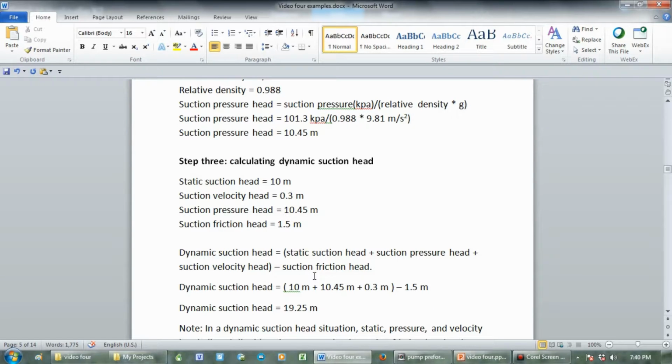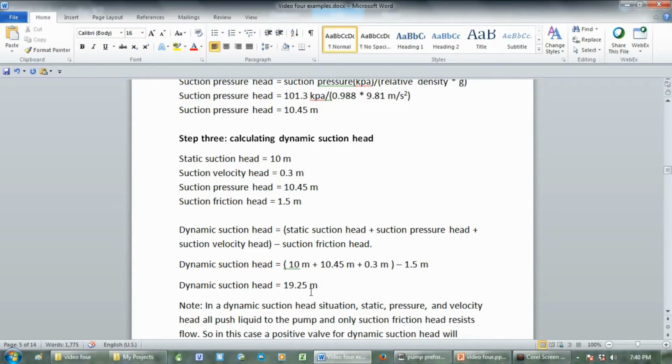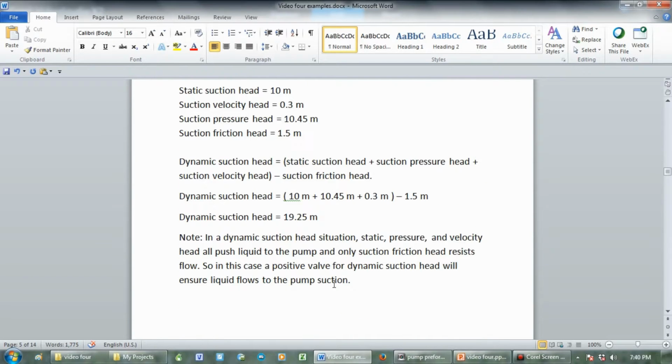For a suction head situation, dynamic suction head equals static suction head plus suction pressure head plus suction velocity head minus suction friction head. So basically, dynamic suction head equals our suction static head of 10 meters, our suction pressure head of 10.45 meters, plus our velocity head of 0.3 meters, minus 1.5 meters of friction head. So our dynamic suction head works out to 19.25 meters.